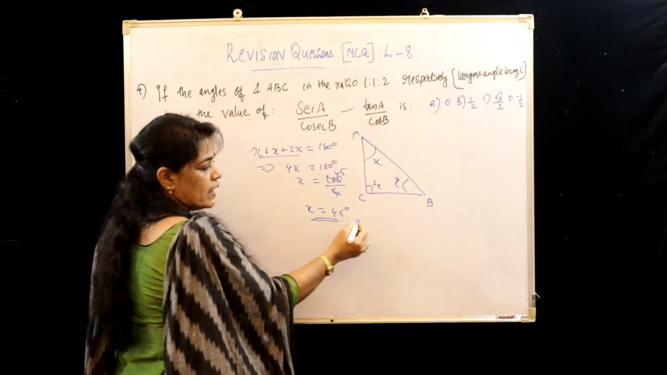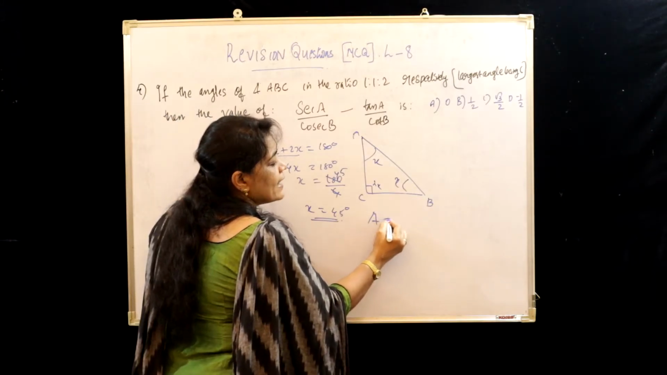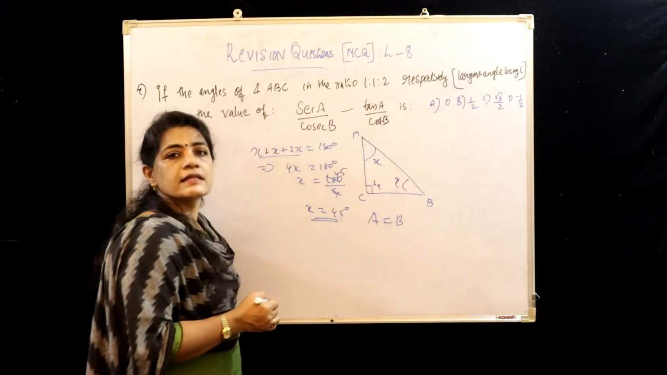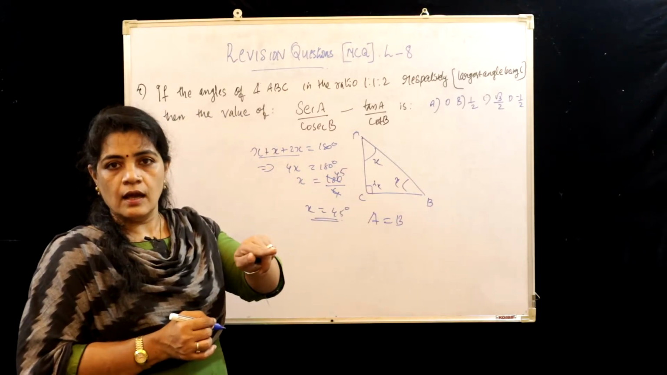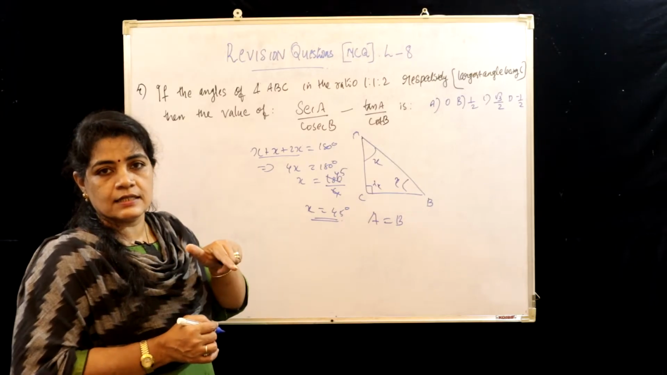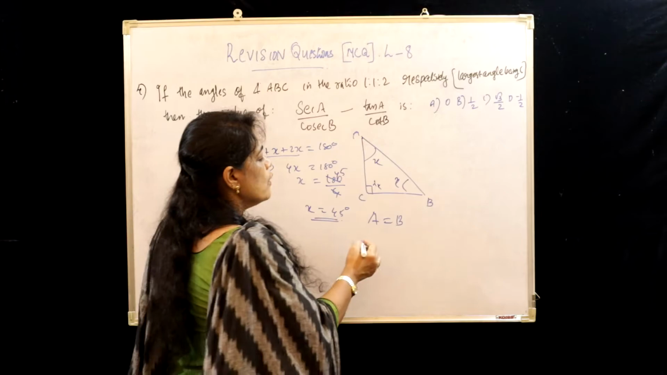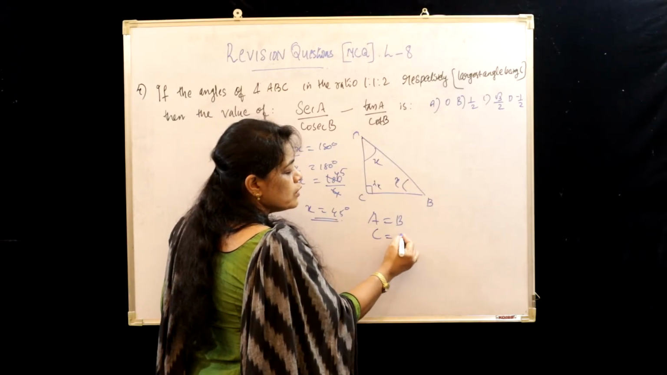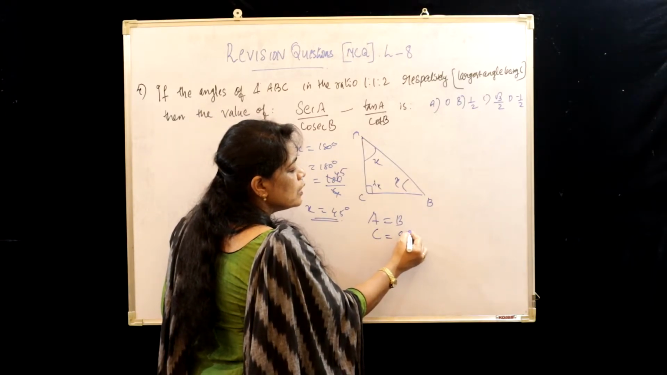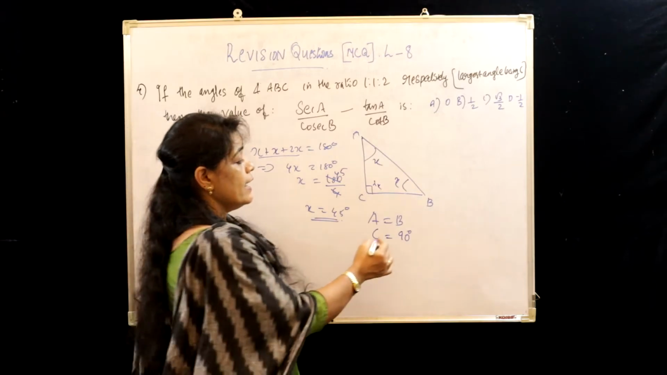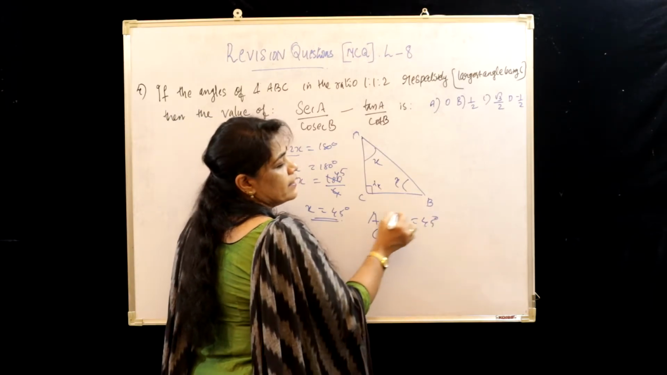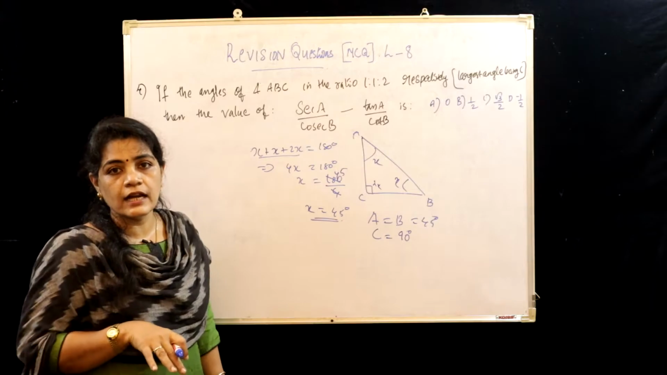45 implies we have taken angle A and angle B as same because 1 is to 1. Okay, and 2 times angle A or angle B equal to angle C. So angle C is equal to 2 into 45, that is equal to 90 degree, and angle A and angle B equal to 45 degree. Understood how we found that angle measurement?